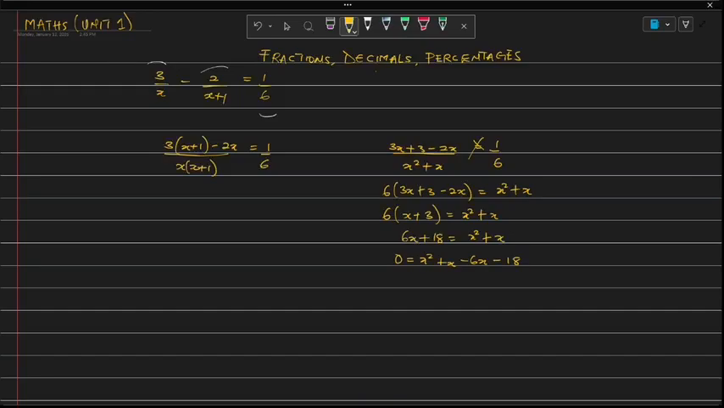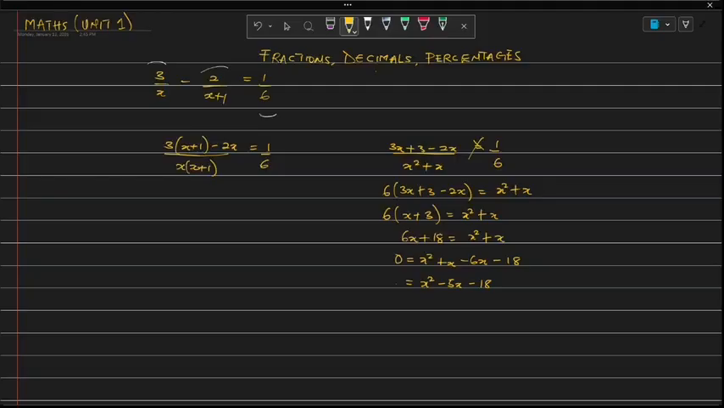Some of you are asking, how did we get 0? When you take everything from one side to the other side, you are left with 0 on that side. Fair enough. Now we have like terms here that we could work with, x and minus 6x. So when we do that, you're going to be having x squared, x minus 6x gives us minus 5x, minus 18. Yeah. So how do we solve this quadratic equation?